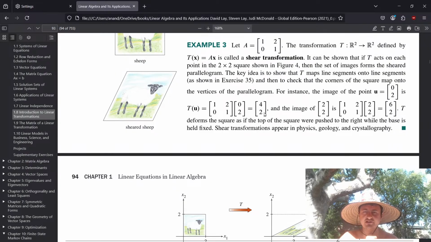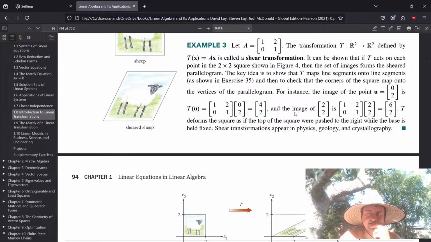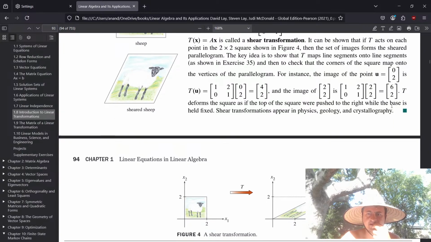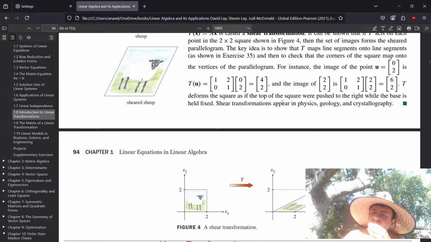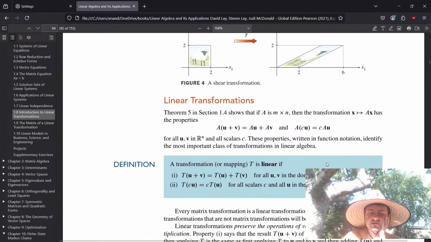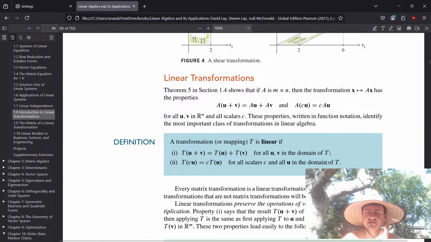Oh, I didn't shear, I sheared it. Okay, that's fine. And 2, 2, which is the top right corner. Shear transformations appear in physics, geology, and crystallography. Interesting. All right, so now we get to some of the definitions.